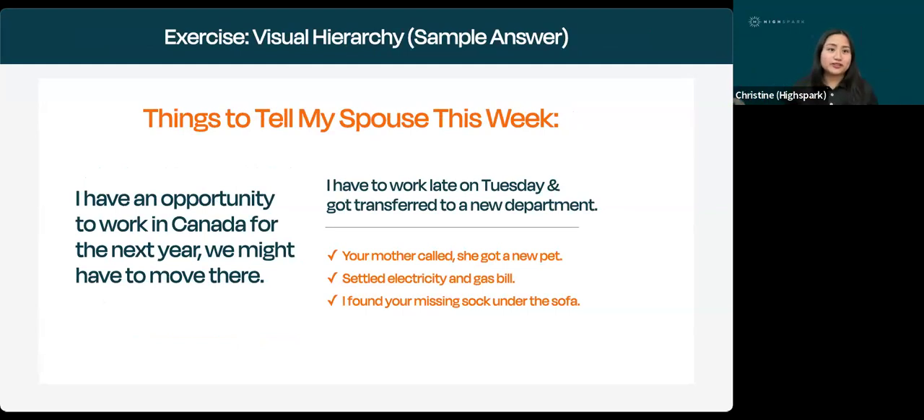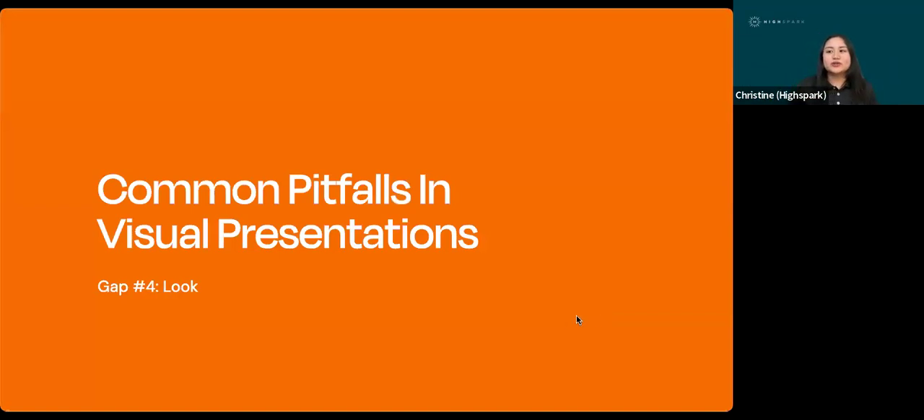Okay, if I was presenting this slide to my spouse, right? I have an opportunity to work in Canada next year. And then the rest of the information, they have less space that they will take up on this slide. Okay, so this is an example of visual hierarchy. The most important information, we try to give it more attention, more space as well. The last one that we will be going through is the common pitfall when it comes to the look.